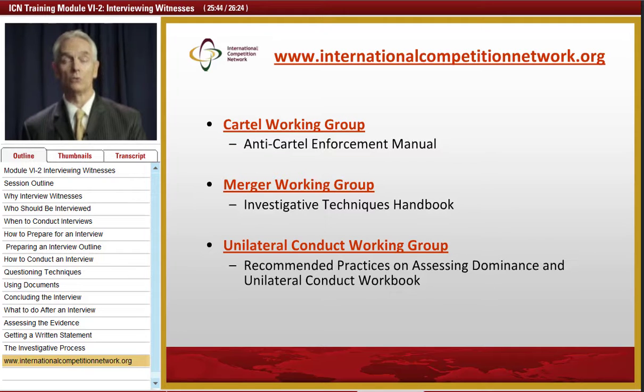First of all, the Cartel Working Group has an anti-cartel enforcement manual and is working on additional materials, including materials on how to interview witnesses as part of a cartel investigation. Second, the Merger Working Group has an investigative techniques handbook, which is very useful and you should take a look at. And last, the Unilateral Conduct Working Group has a set of recommended practices on assessing dominance and unilateral conduct, and a workbook on how to do that, which may be useful to you and should be consulted as part of the process of planning and conducting investigations and interviewing witnesses.